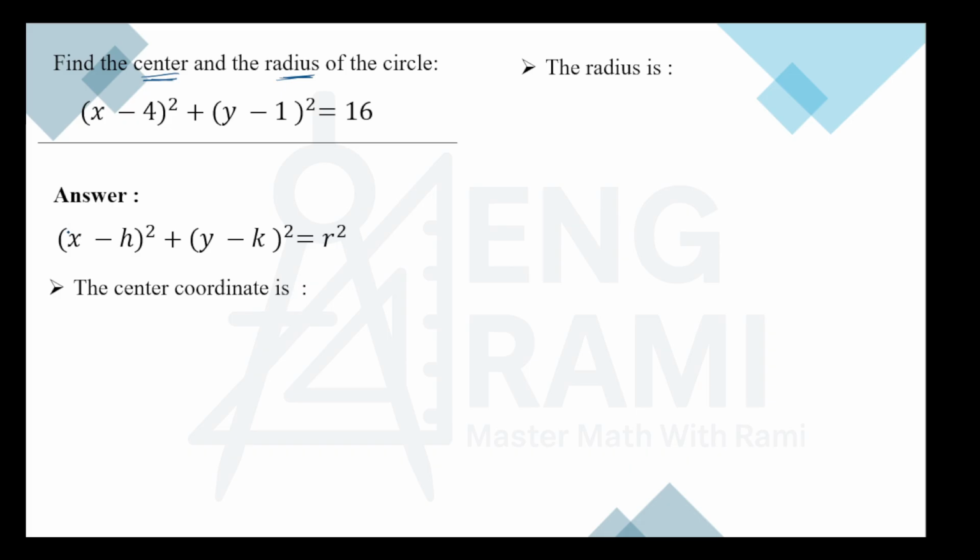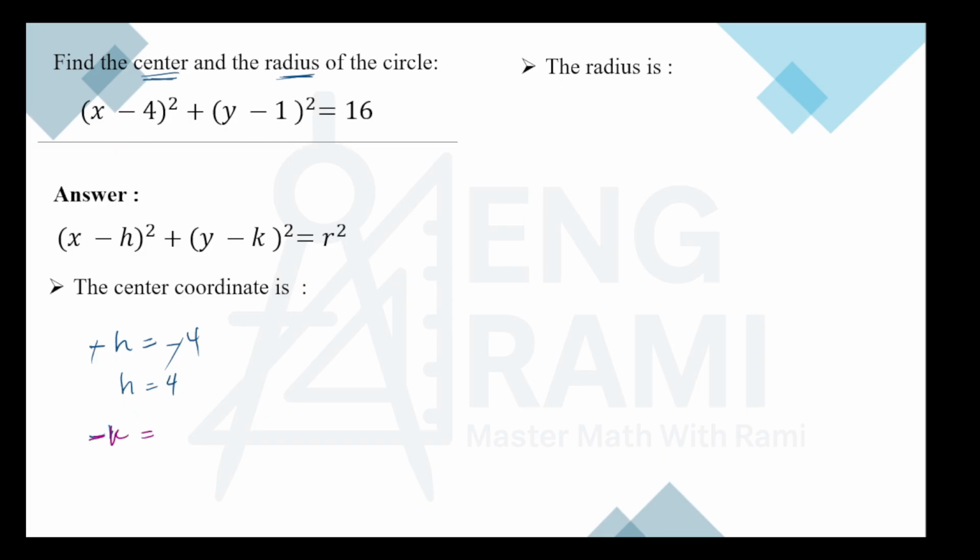First thing that you do is write the equation of the circle in its standard form, as you can see: (x minus h) squared plus (y minus k) squared equals the radius squared. The center coordinate: minus h equals minus 4, then this will cancel this. h equals 4.